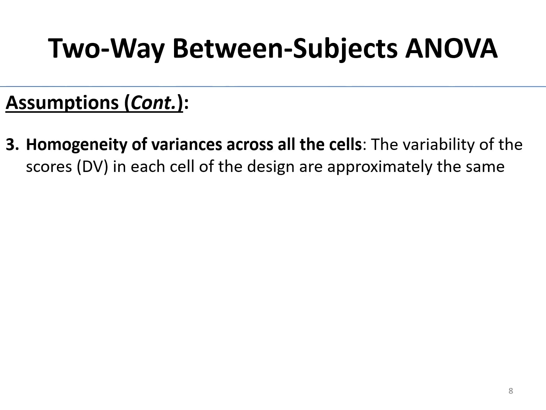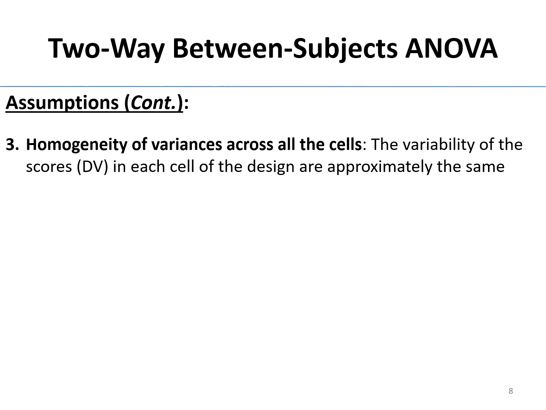So continuing with the assumptions, the third one is, again, what it always seems to be in these between groups designs. It's homogeneity of variances. Instead of just homogeneity of variances, I put across the cells because it's not just two groups anymore, right? Now in a 2 by 2, you got 4 groups, and in a 2 by 3, you got 6 groups. So it says basically the spread of scores for every cell, and the scores here are the hostility scores. The spread of those scores is pretty similar across all the cells in the design.